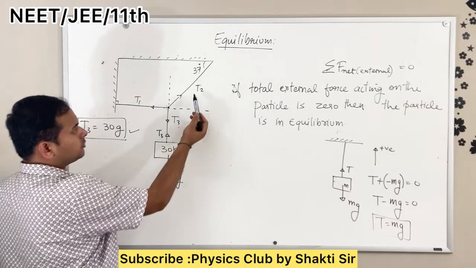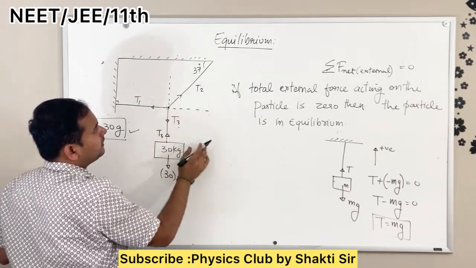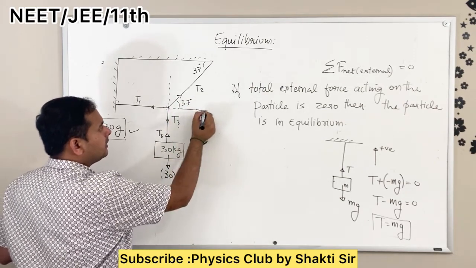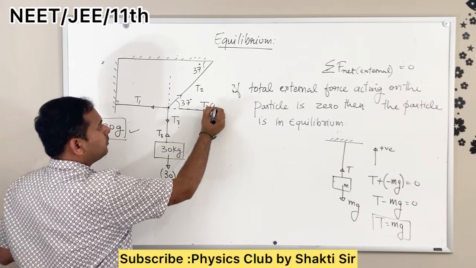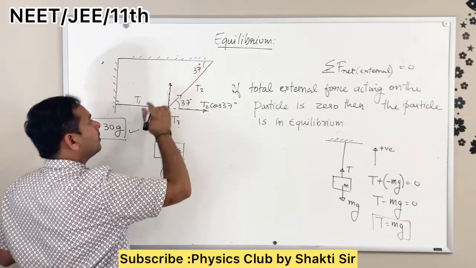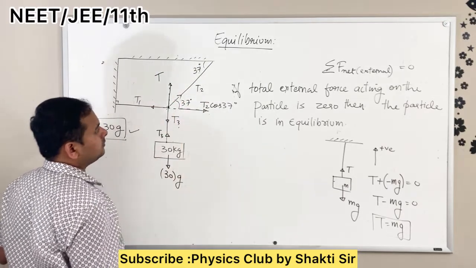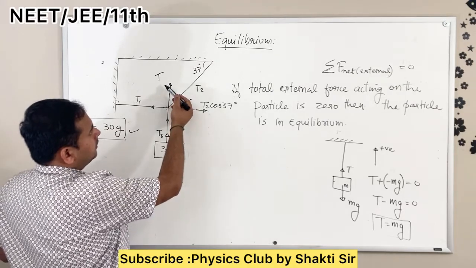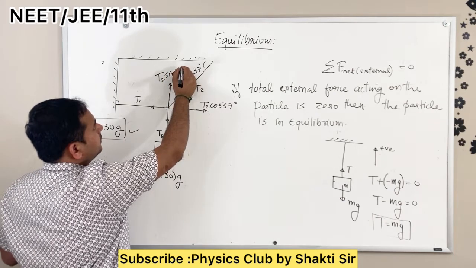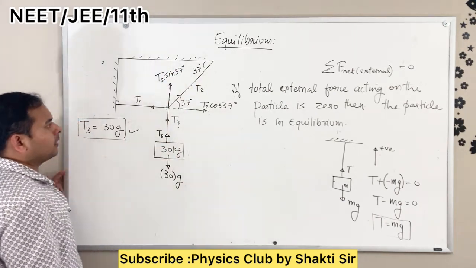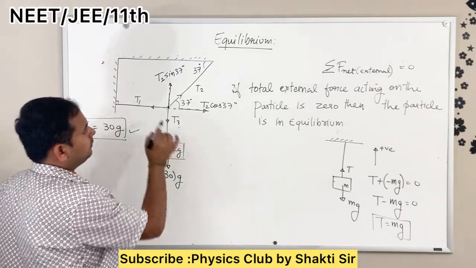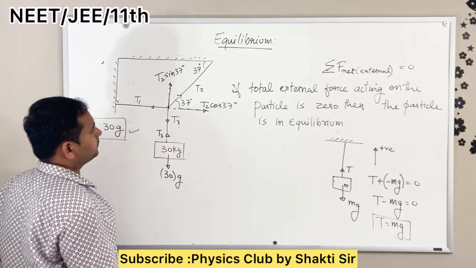So we are going to resolve the value of T2. If this is 37 degree, this is also 37 degree. So in this direction, it is T2 cos of 37 degree, and in the upward direction, it is T2 sine of 37 degree. So we know the value of T3.